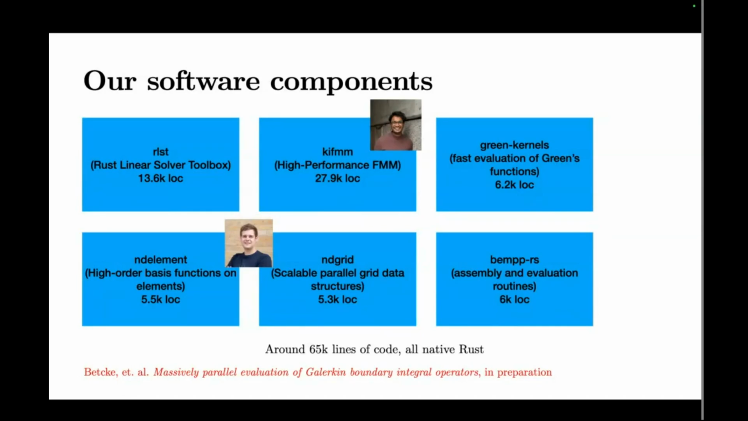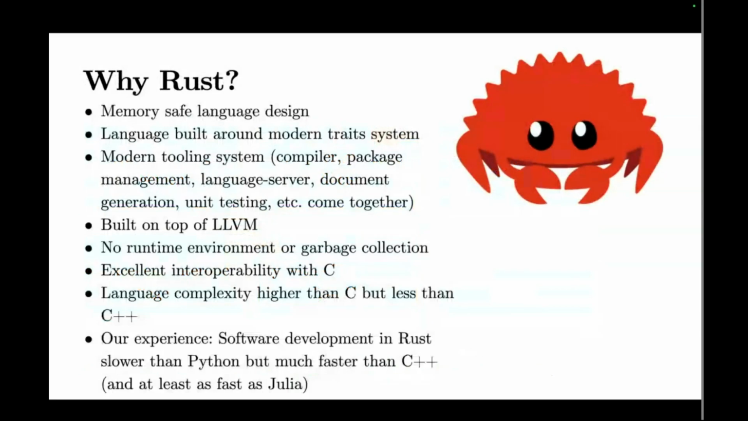And then we've got our final assembly and evaluation routines, which does essentially this big chunk: call the assembly for this matrix, for this operator, and put it all together. Okay, so we've got a corresponding paper in preparation, which is hopefully going to be finished in the next couple of weeks. Okay, so yeah, why Rust?